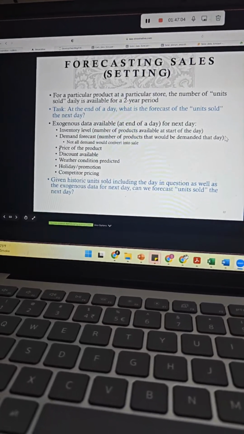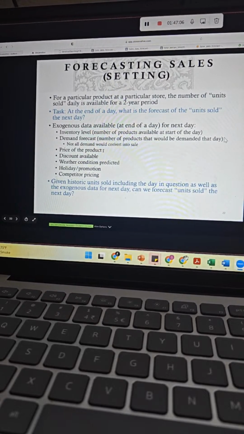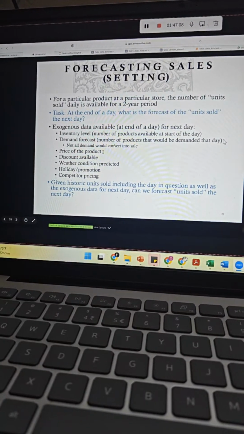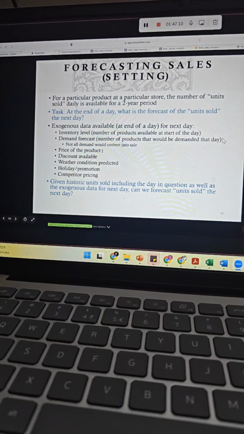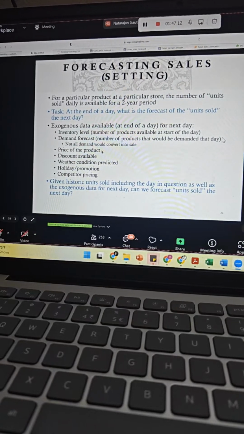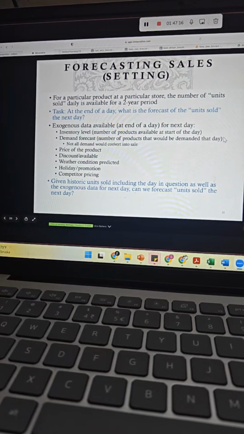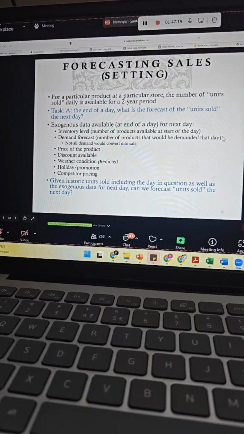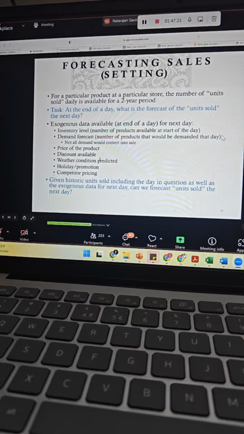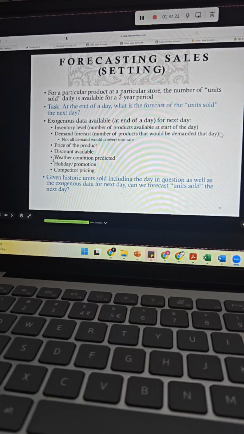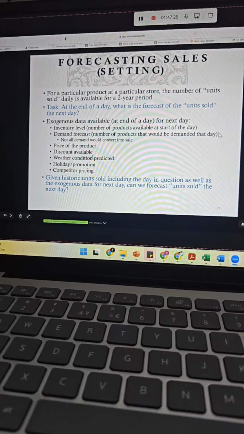Price of the product. Now think about it, this is another variable. How many sales you make might depend on the price of the product. If it's cheap, maybe more people will buy. Is there any discount available now for the product? For a computer, is there any discount? Are they giving any 25% off or something like that? So that is another thing.